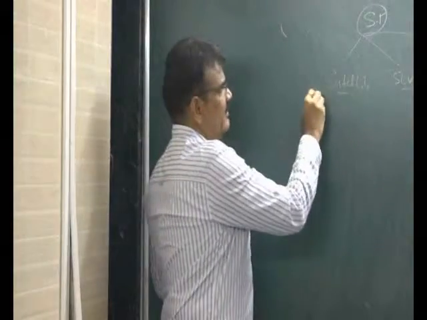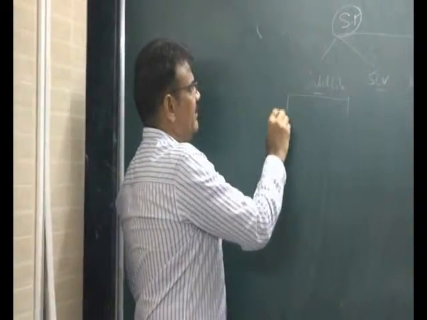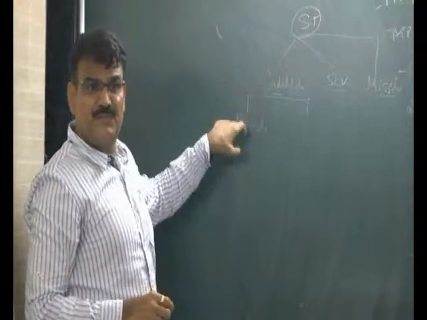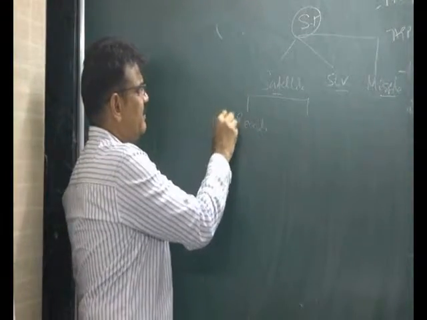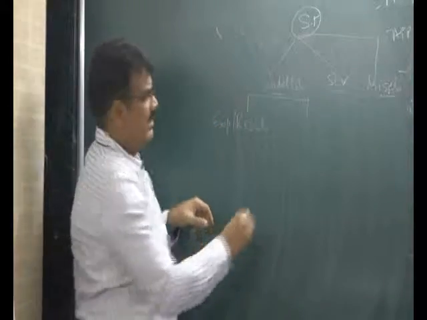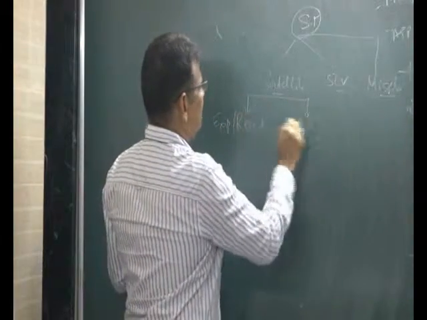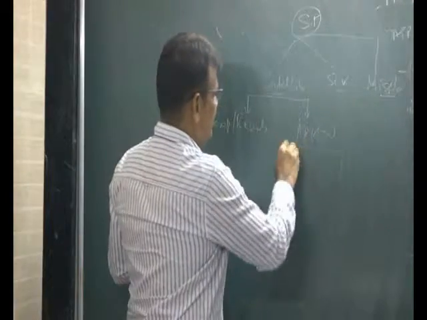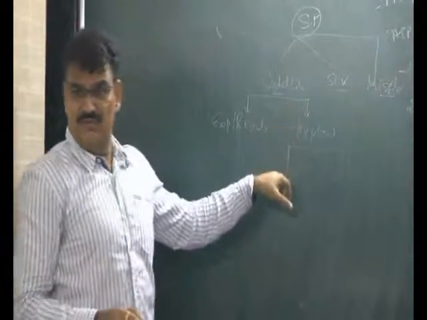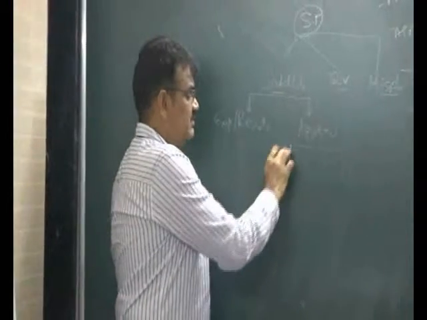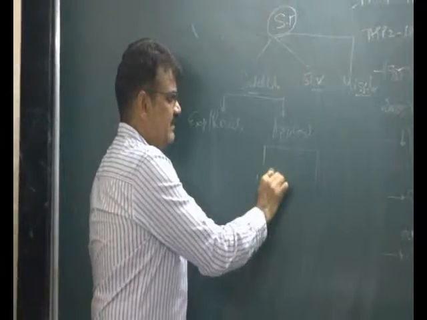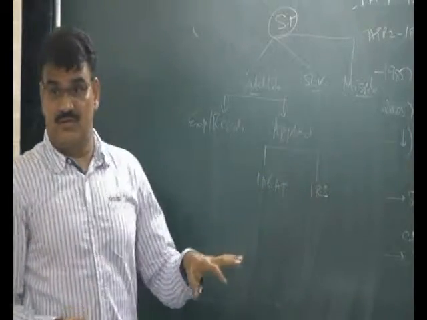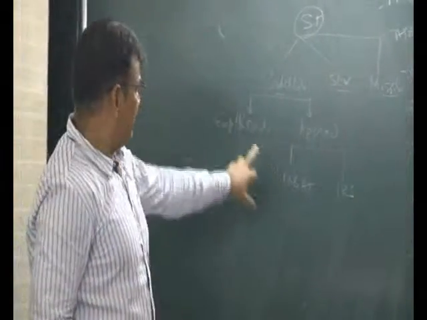Then as far as the satellites are considered, there are the research satellites, or you can call them the experimental satellites. And then next, the applied satellites. These applied satellites are presently in two streams: one is called INSAT and another is called IRS. So what is INSAT? What is IRS?